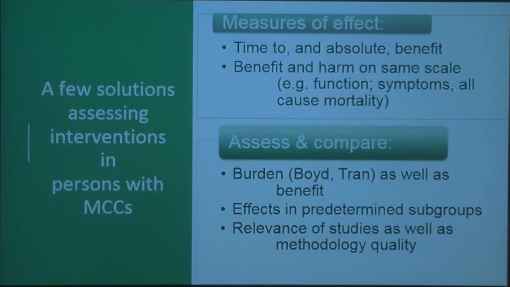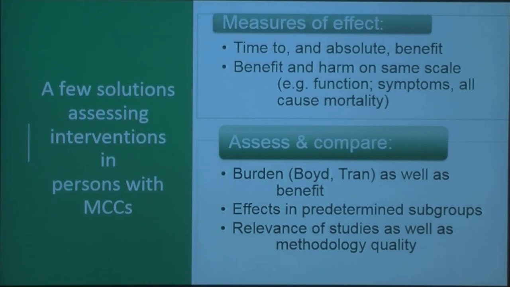So again, I'm going to leave with a few suggestions, solutions for how we can move forward in studying interventions in people with multiple chronic diseases. Cynthia Boyd has, I think, been a leading proponent of this in her work on guidelines, principles of decision-making for multiple chronic conditions. We need to be measuring time to an absolute benefit in this population. It needs to be very transparently reported in the literature. We need to measure benefit and harm on the same scale, so we can really do a direct comparison of that net benefit versus harm.